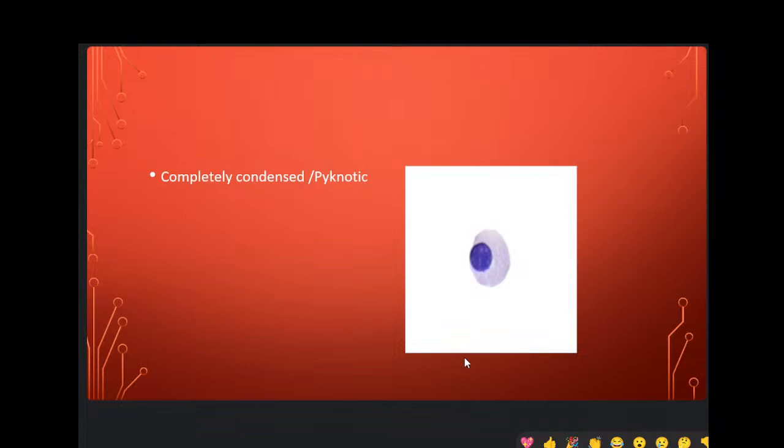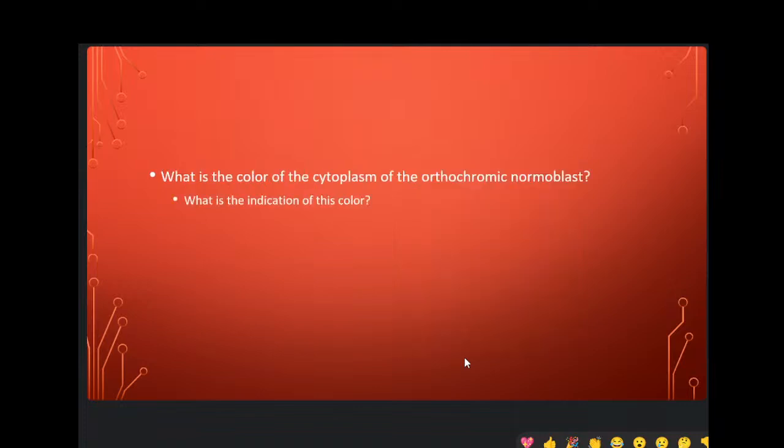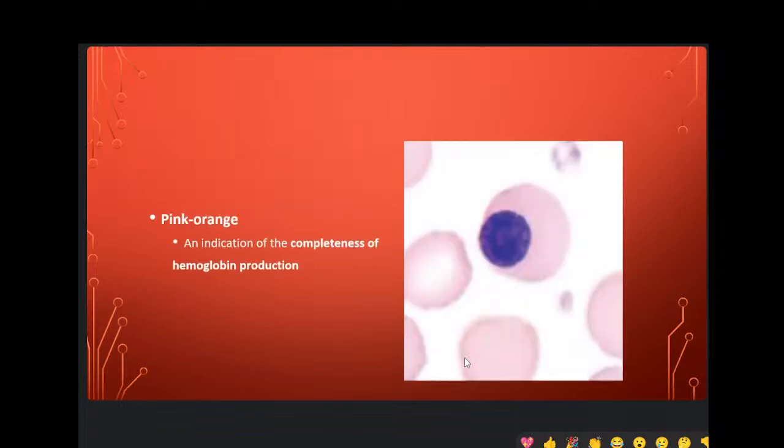Okay. Now, what is the color of the cytoplasm of an orthochromatic normoblast? It's pink to orange. It no longer has that bluish hue, and this is an indication of the completeness of hemoglobin production. Parang wala na siyang pake sa nucleus niya. Okay? Ready na siya mag-survive for how many days? Ariane Dorothy, good morning by the way. How many days do you think an RBC can survive on its own without a nucleus?